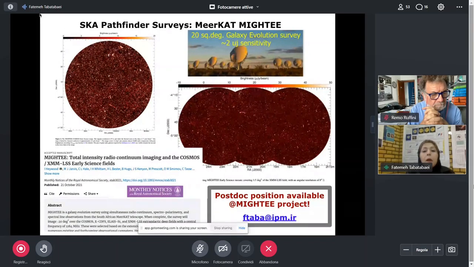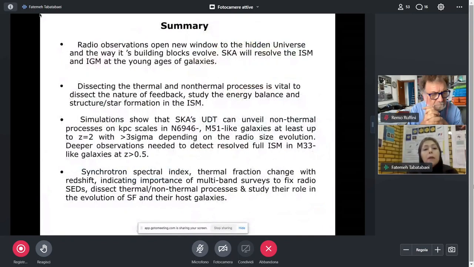So this is my summary: the radio observations open a new window to the hidden universe and the way its building blocks evolve. And actually, SKA can resolve the ISM and IGM at the young ages of the galaxies. Detecting the thermal and non-thermal processes is vital to detect the nature of the feedback and study the energy balance and structure formation in the ISM. And these are the results of the simulation. Thank you very much.